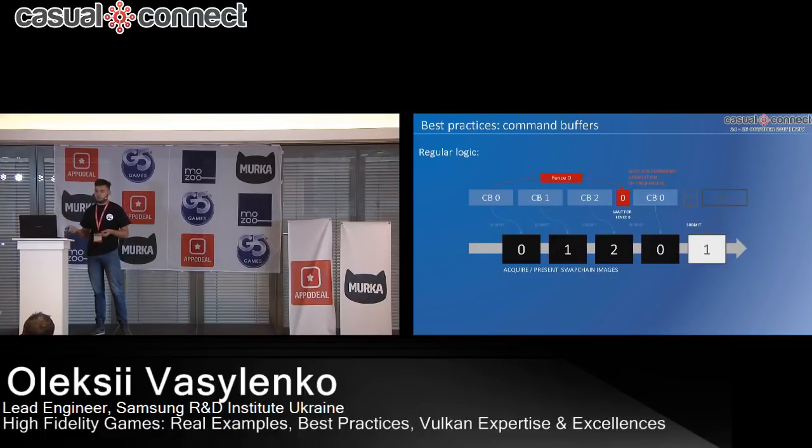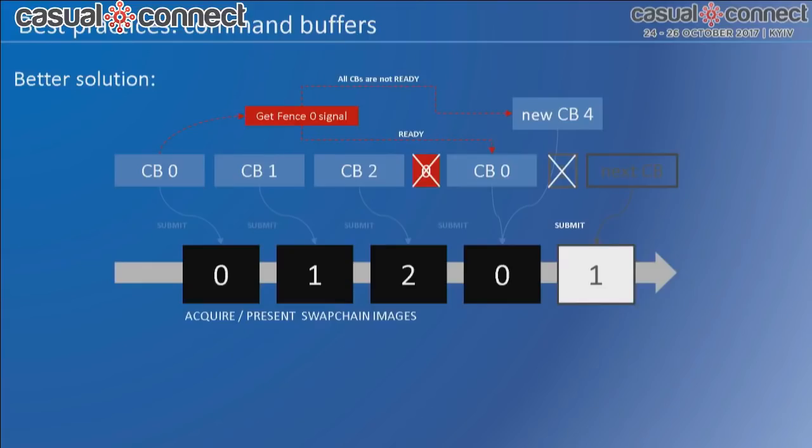But in that case, sometimes you can have a performance gap because you need to wait for command buffer submission completion. So you need to wait for rendering execution. It's not good. A much better solution is this: we check whether any command buffer is ready, and if none are, we create a new one and go with it. As practice shows, usually 6 or 7 command buffers is enough for a game, so it's not too many.